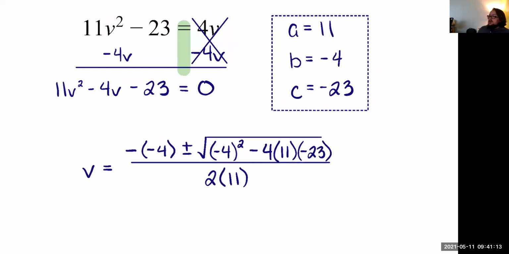Now, if you want them color coded, if it helps you check to see that they're in the correct locations, by all means, you're welcome to do so. I even have highlighters if you'd like to do that. But if I were to go through this with the formula right next to it, I would see that I have negative B plus or minus the square root of B squared minus 4AC all over 2A. Just a matter of matching.